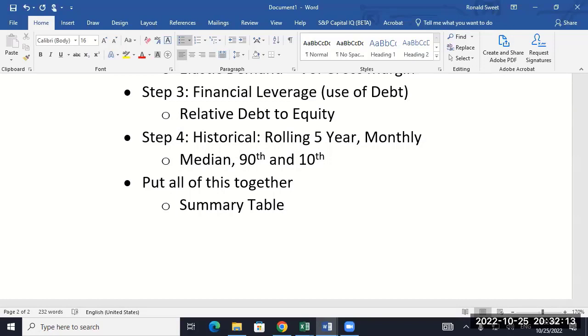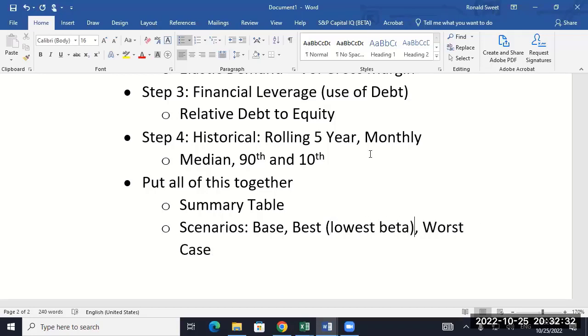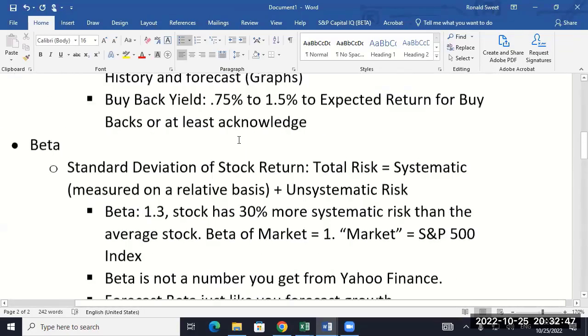All right. The other thing is you're going to run scenarios. I want base, best, and worst case. 3 scenarios. Best case is which beta, the highest or the lowest? Lowest. I define best case as the highest price. So your best case is your lowest beta. Your worst case is your highest beta. And you'll notice that in the prior student papers. So that really is paper 6. Once you get through all of this here, that really is paper 6.